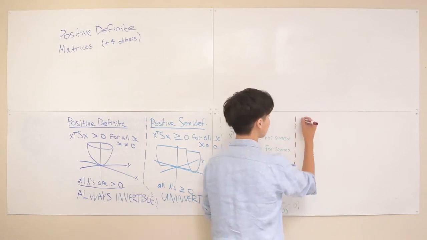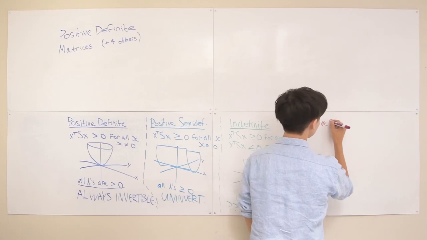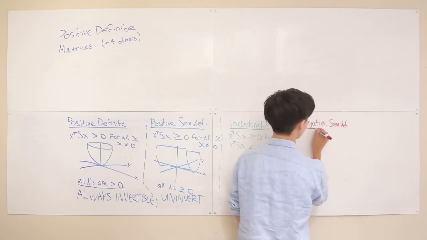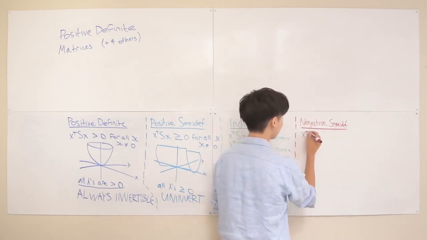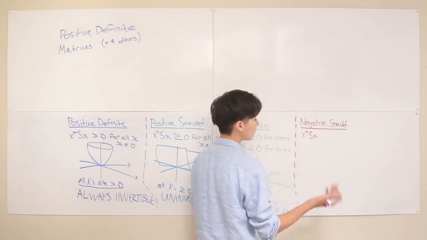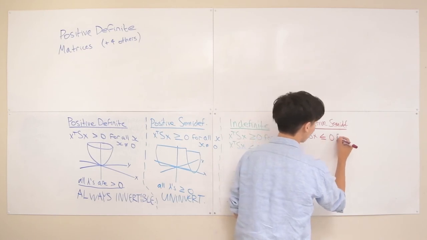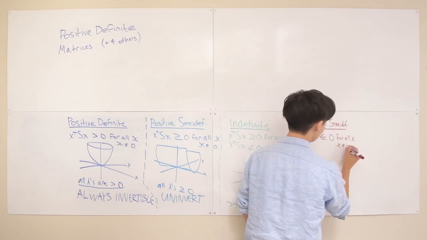All right, so negative semi-definite. I'm going to put that for short. So negative semi-definite: basically, it's going to be X transpose SX for some symmetric matrix S. S is going to be negative semi-definite if it is less than or equal to 0 for all X, except when X equals 0, so not when X equals 0.